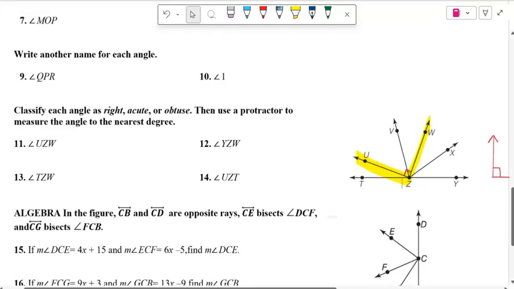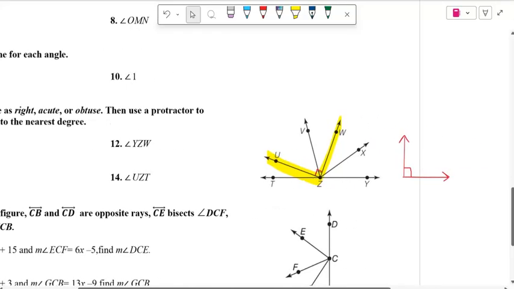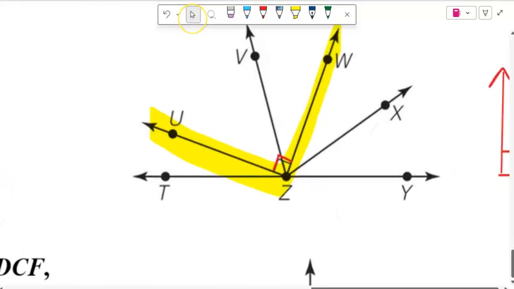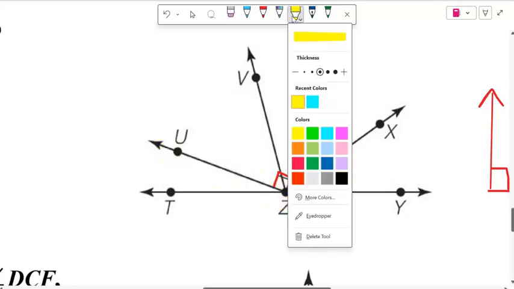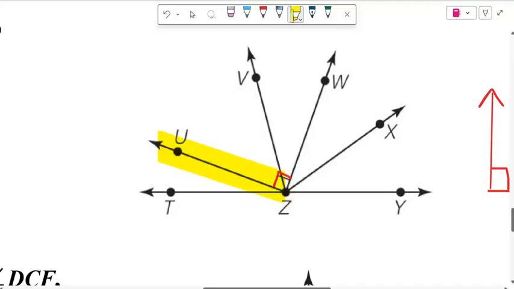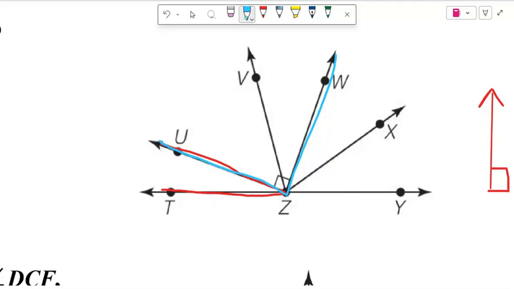Okay, now great example here. Instead of UZW, number 14 asks us for UZT. So instead of UZW, we'll start at U, go to Z, and come back out to T. I'm going to erase my box. Okay, what kind of angle is that? Acute. It's less than 90. We don't need a protractor to see that, right? This angle here is smaller than the blue angle here, right? Visually, we can see that.